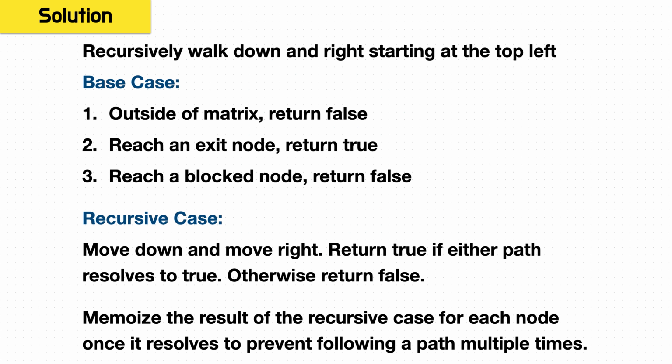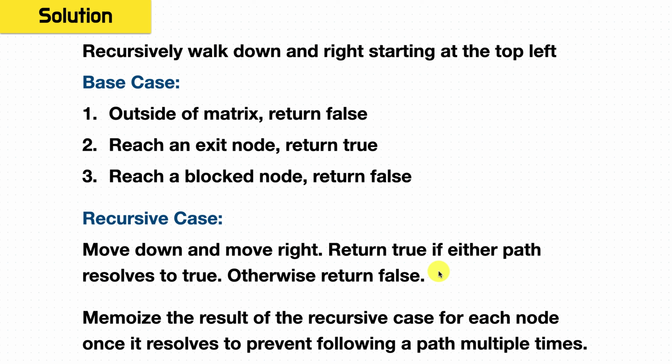So now that we have the intuition, let's walk through the solution. We're going to recursively walk right and down, which allows us to check all the possible paths. There are 3 base cases. We reach the edge of the matrix. This is false, meaning we didn't find the exit. We reach the exit. This returns true. Or we reach a blocked node. This is one of those 1 values. We return false.